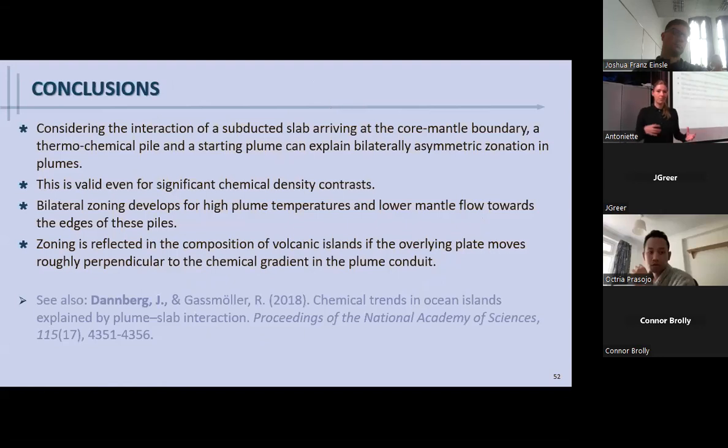So to conclude the last part, if we consider the interaction between a subducted slab that arrives at the core-mantle boundary, the rising plume and this chemical reservoir, then we can find that plumes are asymmetric, even if the material they entrain is dense. But it only works if the plumes are hot and if there's motion of the production zones towards these reservoirs. Then it depends on the plate motion if we actually see that in the created melt or not. And with that, we've gone all the way from the surface to the core-mantle boundary and back to the surface again. Thank you.